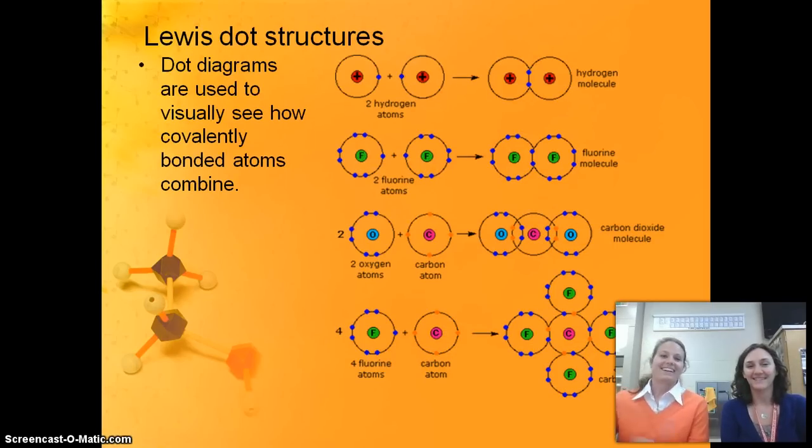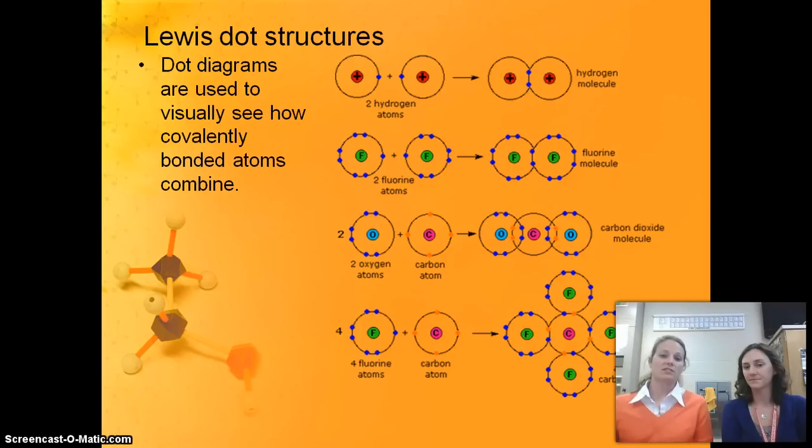Alright, on how we're actually going to draw these and put them together so it's easy for you to see, we're going to use our dot diagrams. You're going to use the periodic table, again, use the dot diagrams, and figure out how many dots each of these atoms has, and then you can actually see them bonded together.